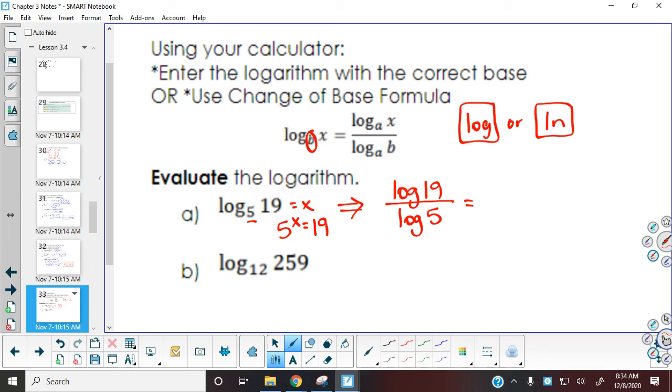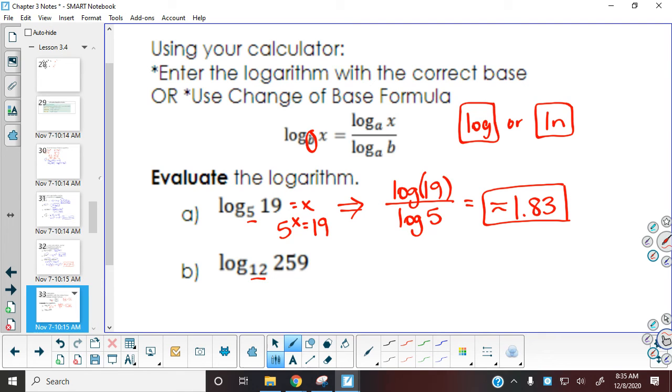And you're typing this in. Just make sure that you use parentheses. Your calculator will input a parenthesis here, and you need to make sure you close it off. Okay? So log 19 over log 5 gives you approximately 1.83, which makes sense because 5 to the 1st gives you 5 and 5 squared gives you 25, so you know that your answer has to fall between 1 and 2.